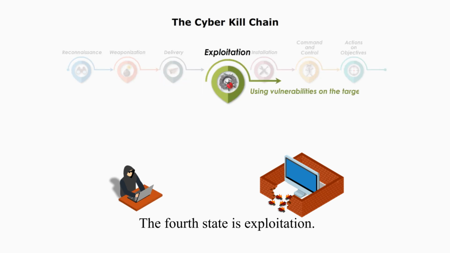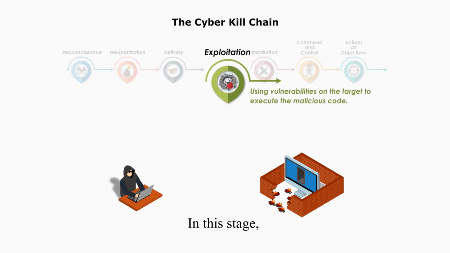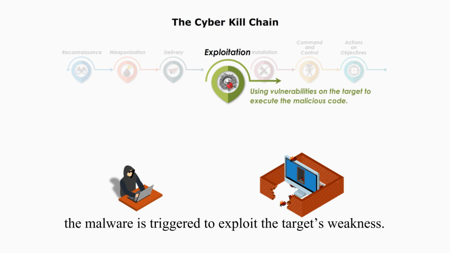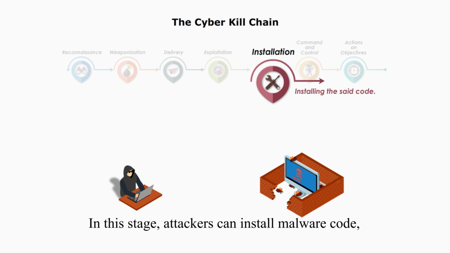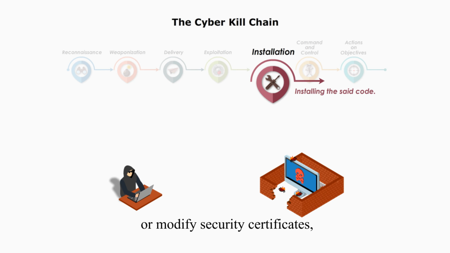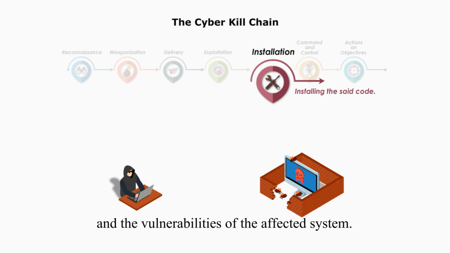The fourth stage is exploitation. In this stage, the malware is triggered to exploit the target weakness. The fifth stage is installation. In this stage, attackers can install malware code or modify security circuits or install time bombs in the system. Again, whatever is installed in this stage depends on the attacker's purpose and the vulnerabilities of the affected system.